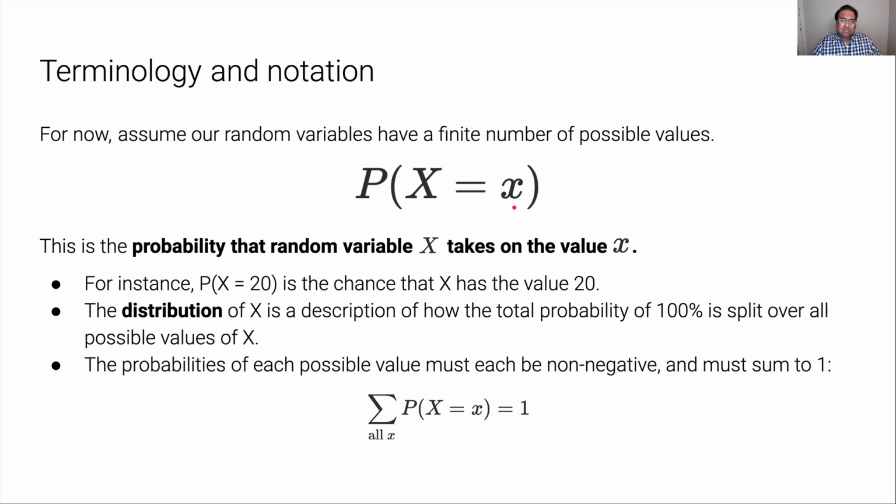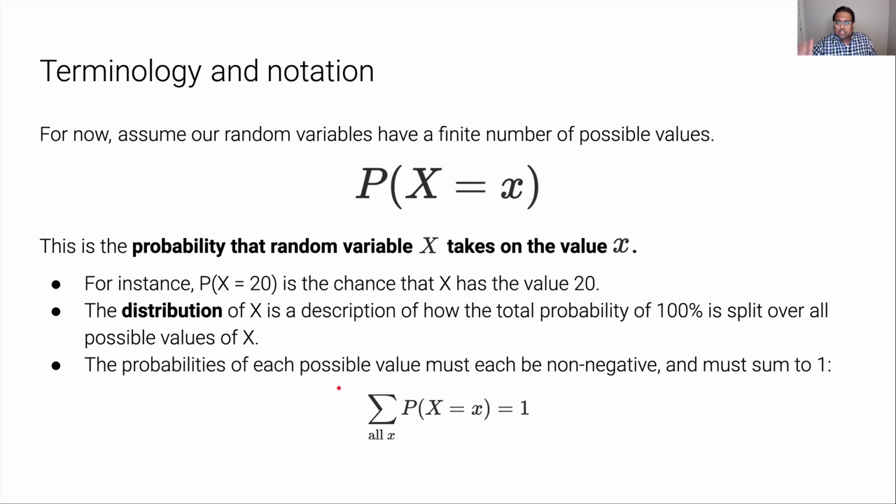And this is why we stressed before that it's important to remember that capital letters denote the names of random variables. For example, here, this is the probability that the random variable capital X takes on the value, or is equal to the value, 20. And so little x will represent the specific values that the random variable can take on. The distribution of a random variable describes how the total probability of 1, or 100%, is split across all of the possible values that our random variable can take on.